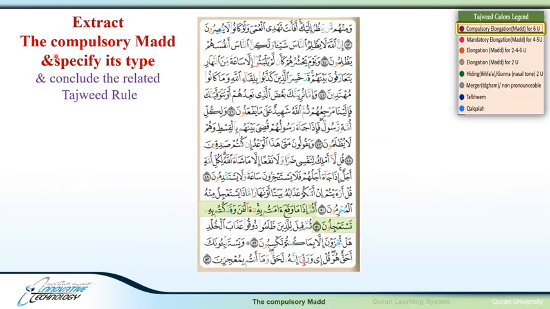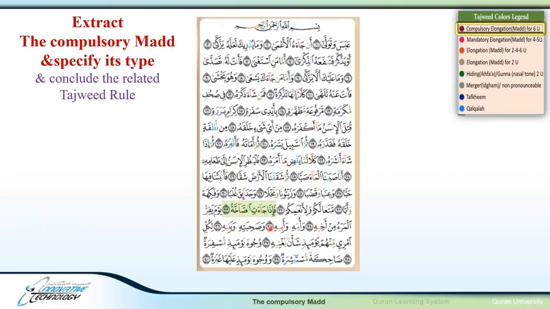Mim. Now we're going to practice extracting the compulsory mad from the shaded verses of the Quran and try to specify its type and conclude the related tajweed rule. Remember, we're looking at a mad with a dark red color. Let's look here and we'll find al-ana. This mad happens within a word, so it's a kalimi, it is word based, and it is compulsory, followed by a lam with sukoon. So it's a light compulsory lengthening in a word because there is a sukoon, not a shadda.